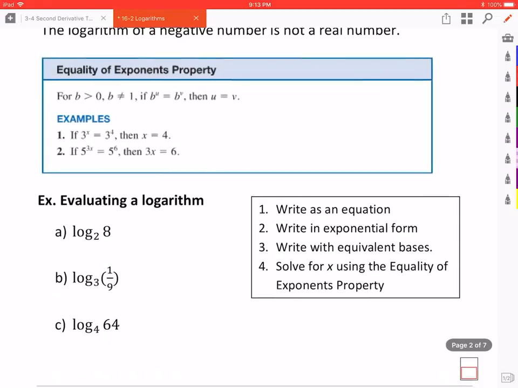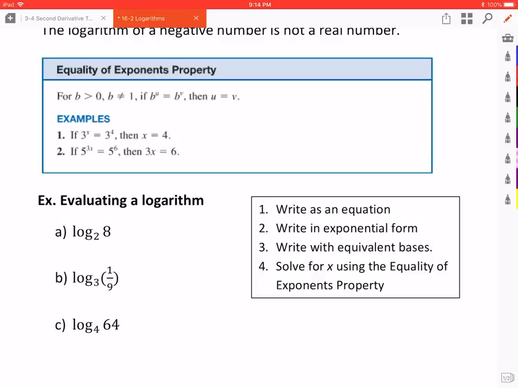All right, now some properties of logs. First one is the equality of exponents. It just says if b is greater than 0 and b is not equal to 1, if b to the u equals b to the v, then u equals v. What that means is if they have the same base, then the exponents have to be the same.